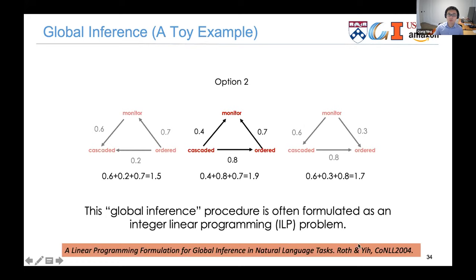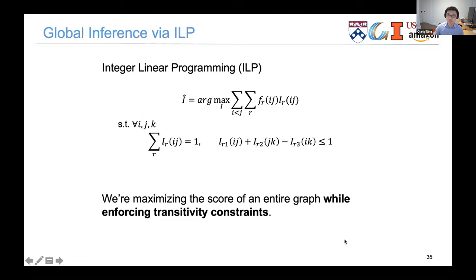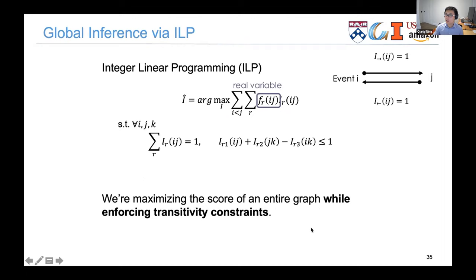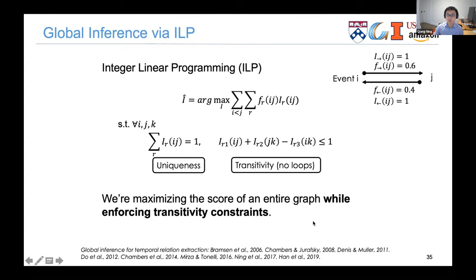Of course, there are also some other ways, but today I'm going to describe one approach, which is ILP here. So here is an example ILP formulation for temporal relation extraction. But of course, the method is general. Here we have two types of variables, Boolean variable I, indicating the relation between event i and event j, and real variable F, representing the confidence scores for each relation. We sum them up, enforce the no loop constraint, and that's our mathematical formulation of this global inference via ILP problem.